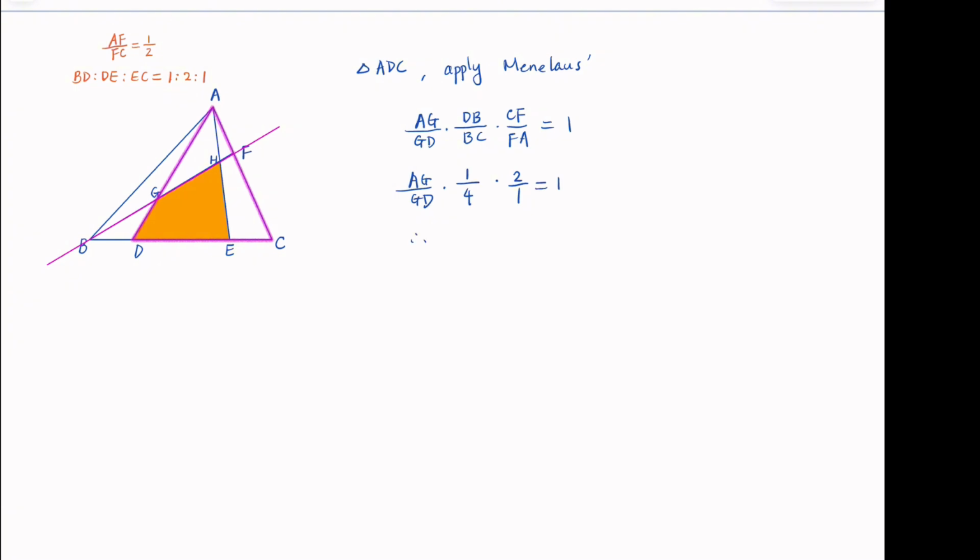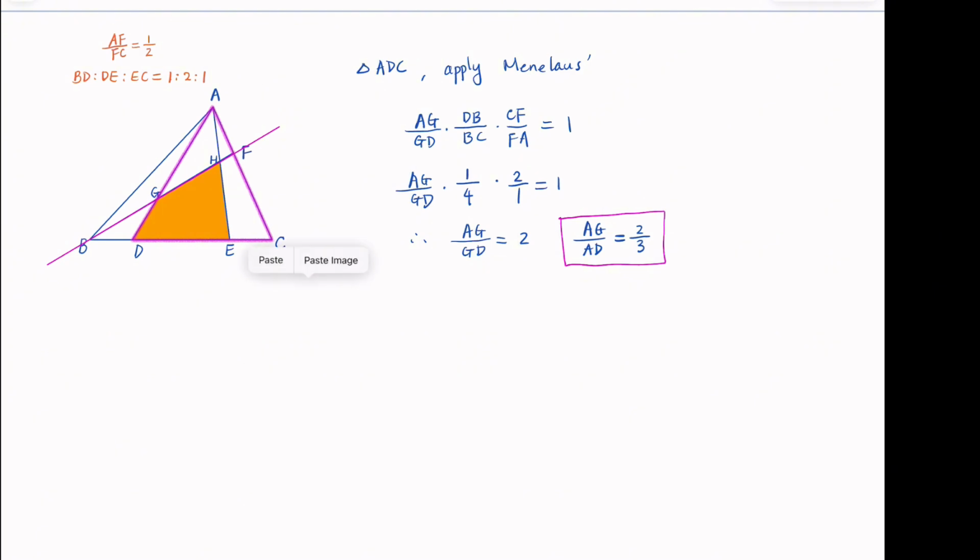Which means AG over GD is going to equal 2. So AG over AD, the bigger part, is a 2:1 ratio, and AG would be 2/3 of the whole thing. Alright, this is the result. We're going to use it later. The other direction, we need to find AH over AE. How do we do that?